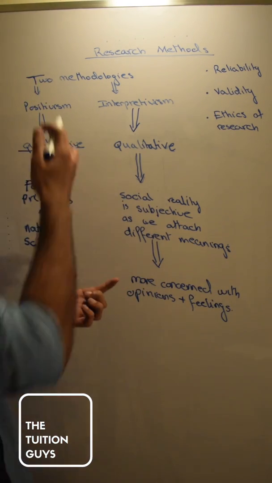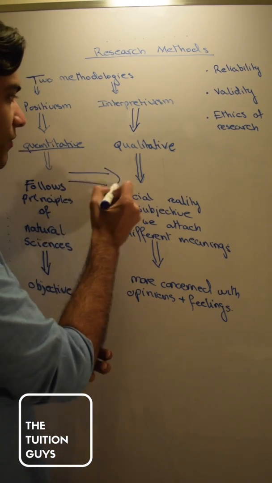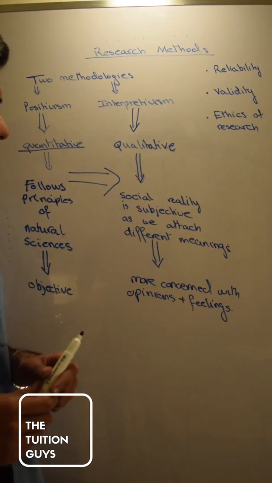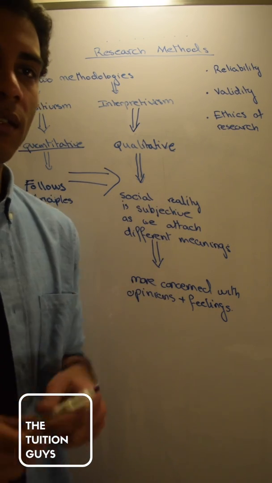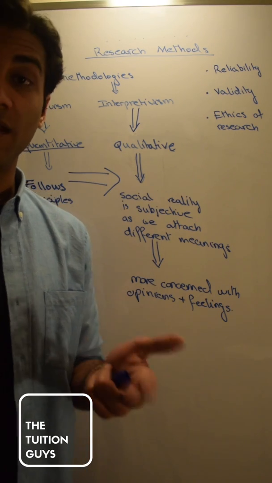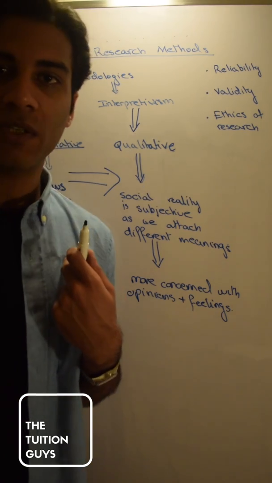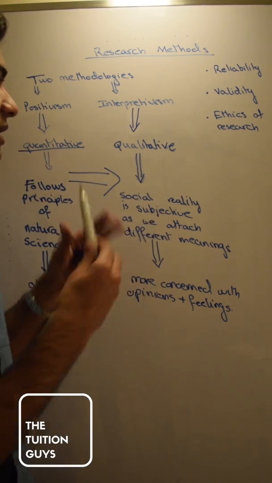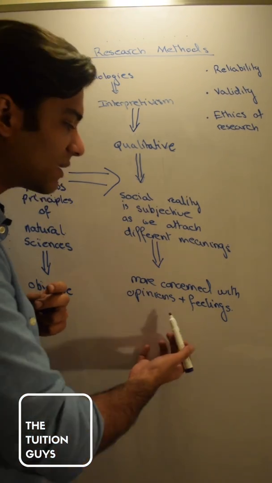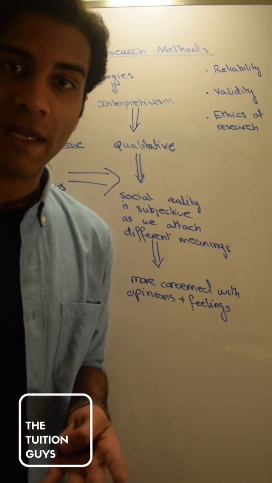Now, in contrast to this positivist, quantitative, scientific method, we have the interpretivist method, which is more qualitative in nature. And these interpretivists say that social reality is subjective because we all experience things differently, right? How you perceive one event is different from how I perceive an event, and this is what the interpretivists want to see. They are more concerned with people's opinions and feelings, and as a result, this translates into the kind of research methods they use.